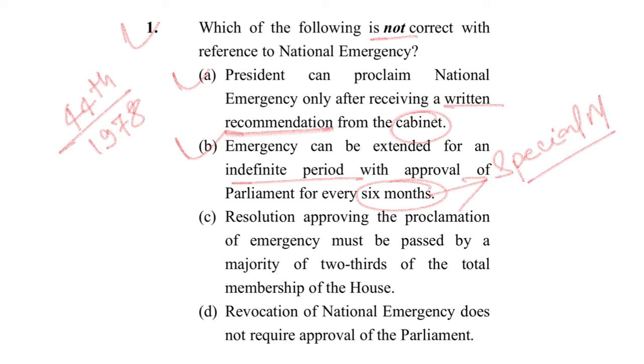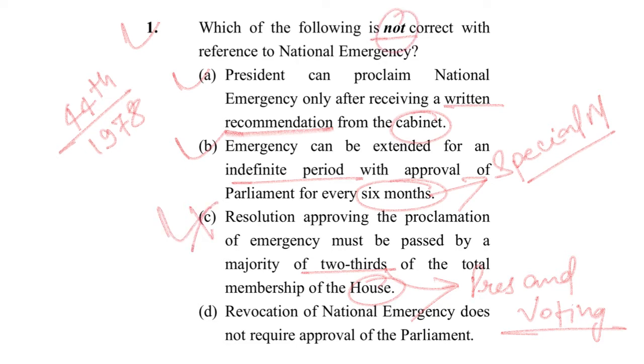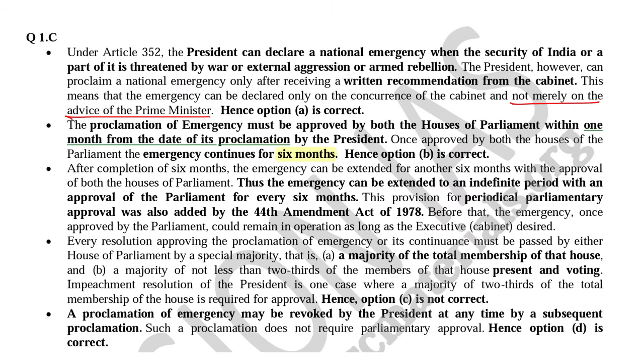to extend the emergency. C. Resolution approving the proclamation of emergency must be passed by a majority of 2/3 of the total membership of the House. Not the House, but the members present and voting in the House. So this statement is incorrect, and we have to find incorrect, and that is why C will be the answer. D. Revocation of national emergency does not require approval of the president. Yes, president anytime can revoke the emergency. For more explanation, pause the video and read this.